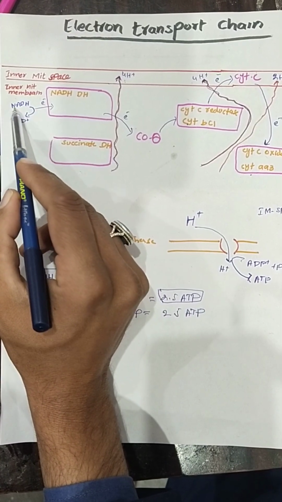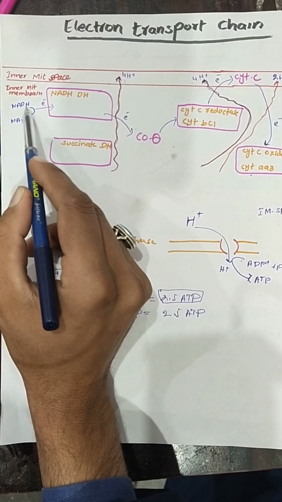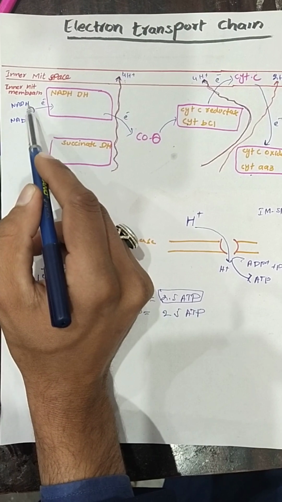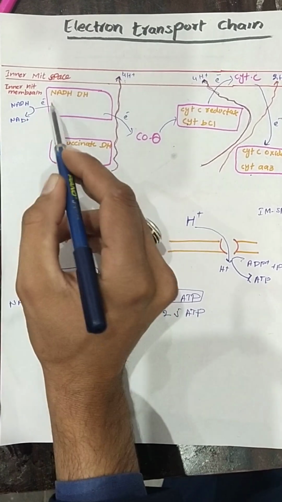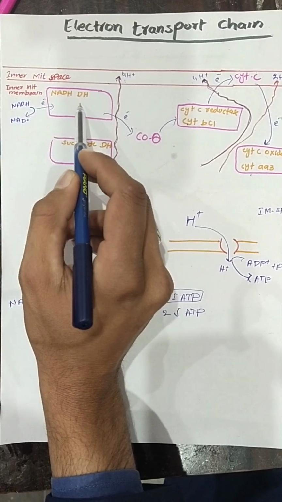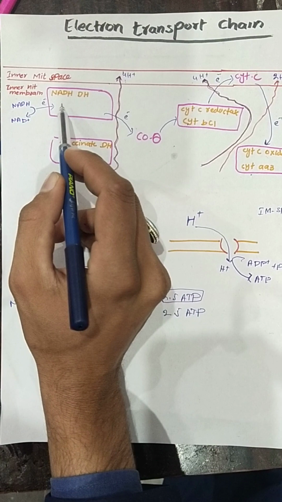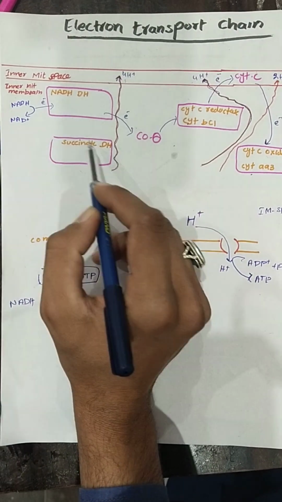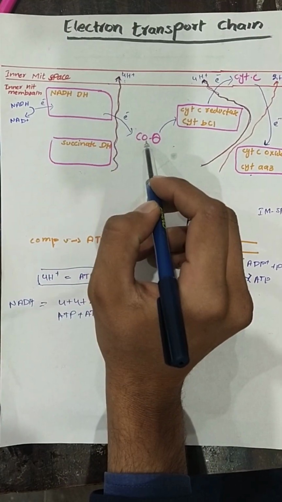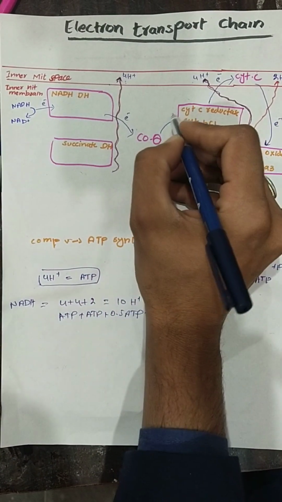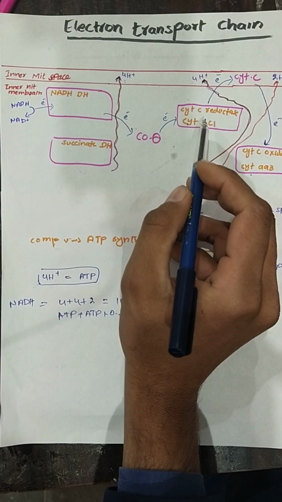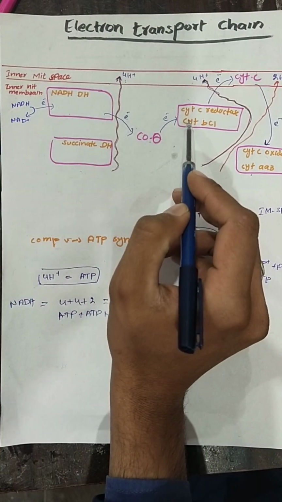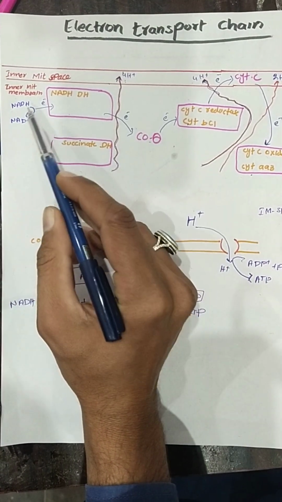When NADH is converted into NAD positive, a hydrogen ion is released, and we know that a hydrogen atom contains one electron, so we say that an electron is released when NADH is converted to NAD positive. This electron comes to NADH dehydrogenase, which is complex 1. This complex then transfers the electron to coenzyme Q. From coenzyme Q it is transported to cytochrome C reductase, complex 3. So complex 2 is not involved when NADH is involved.